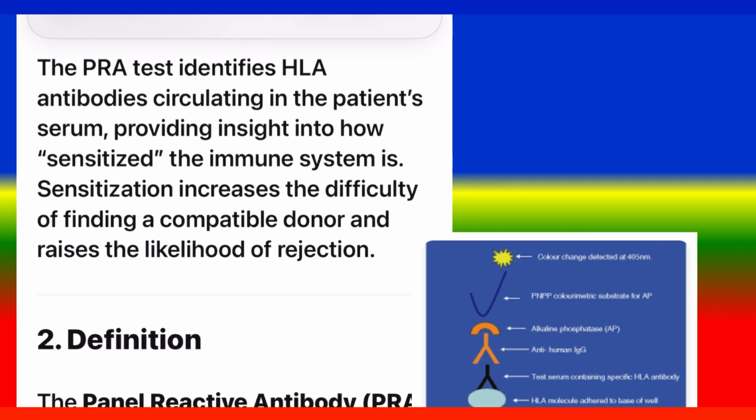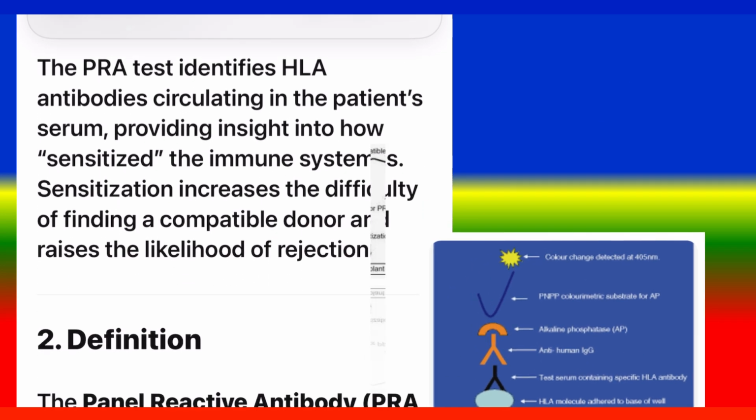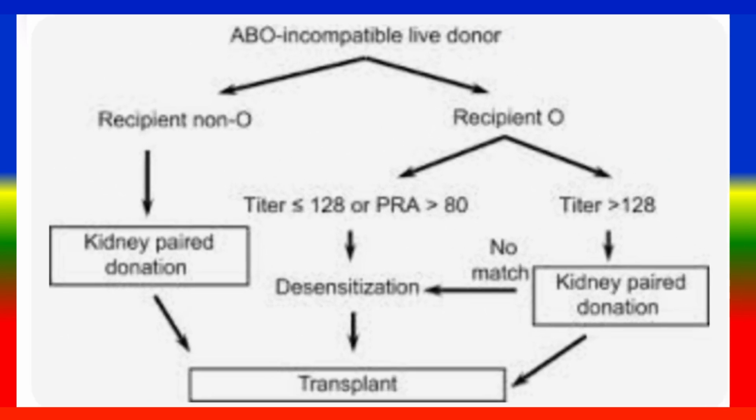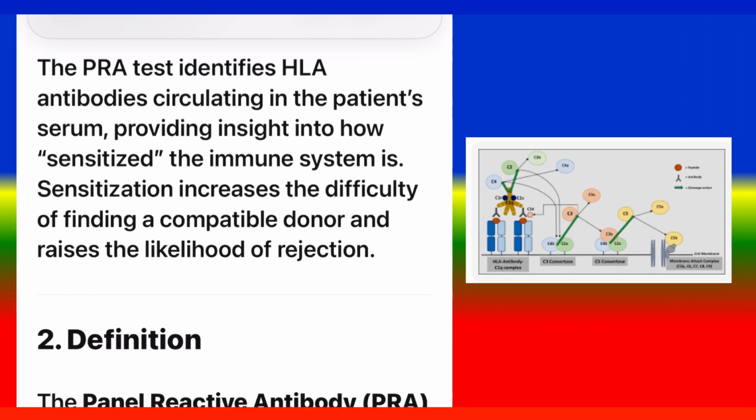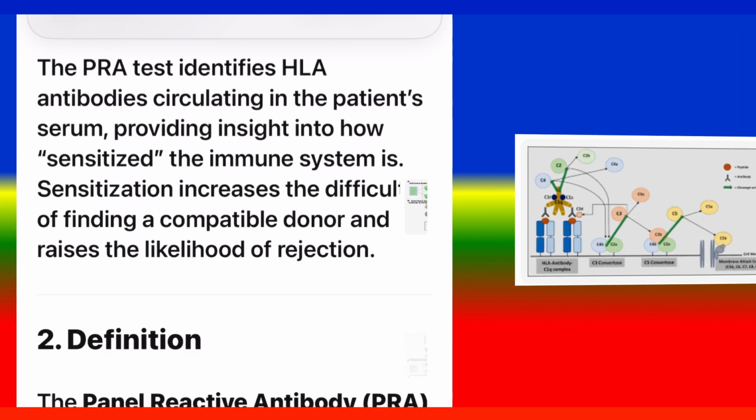The PRA test identifies HLA antibodies circulating in the patient's serum, providing insight into how sensitized the immune system is. Sensitization increases the difficulty of finding a compatible donor and raises the likelihood of rejection.